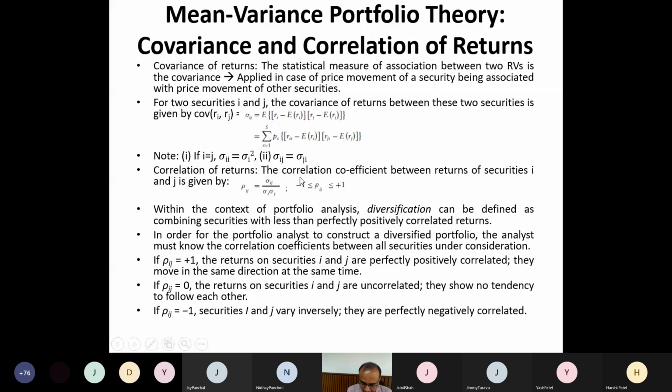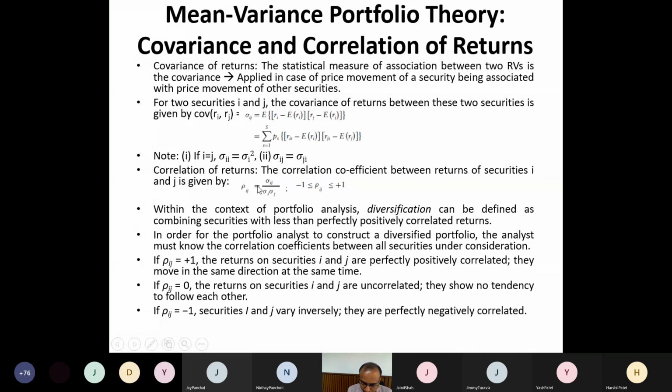So correlation of return. What is correlation of return? It is defined by one coefficient called the correlation coefficient between returns of securities i and j, and it is written like this: rho ij is equal to sigma ij divided by sigma i sigma j. So we normalize this sigma ij by these two values, the standard deviation of the return of security i and the standard deviation of the return of security j. And this rho ij will always come between -1 and +1. So remember, the correlation coefficient can take any value only between -1 and +1, including -1 and +1.